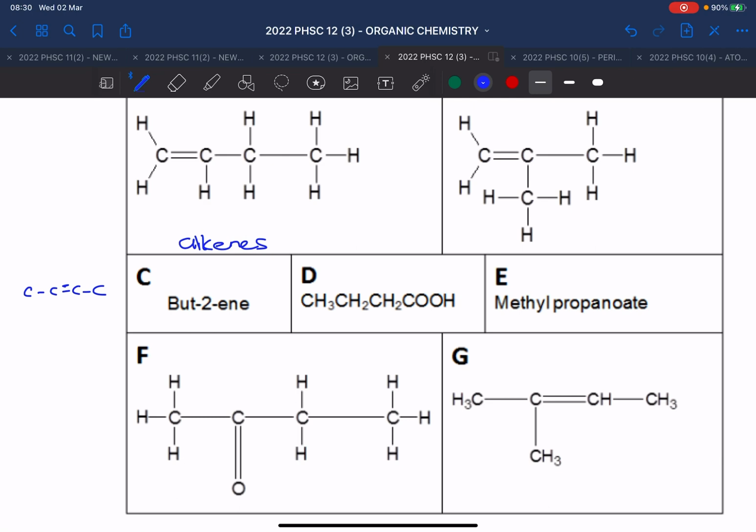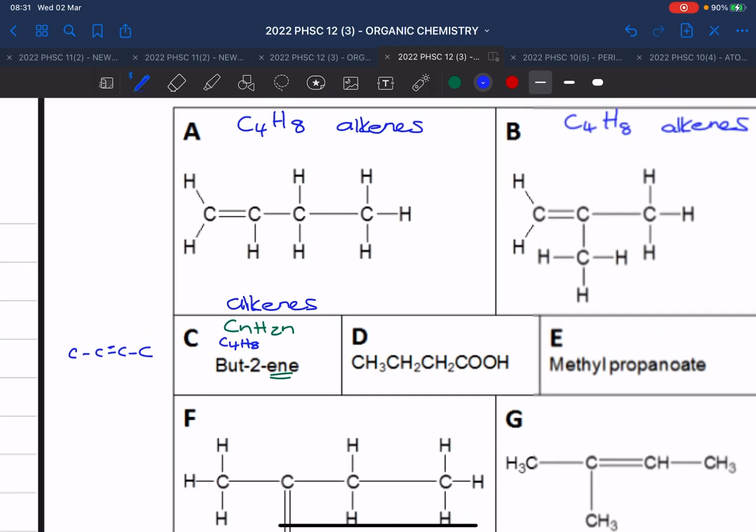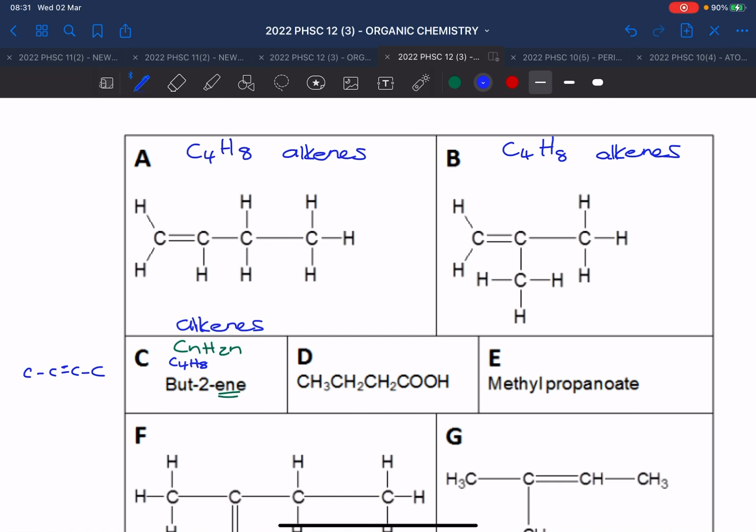Or you could have said, all right, this belongs to the enes. The enes general formula, CnH2n. So if I must write down its molecular formula, then there will be 4 carbons, because but is 4. And then there must be 8 hydrogens. Then you say, my goodness, this is the third one that's like that. So they are all isomers of one another.